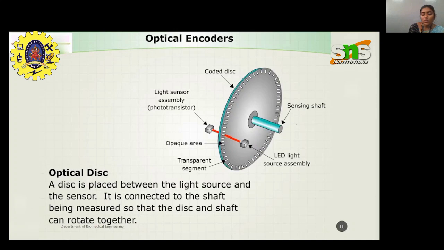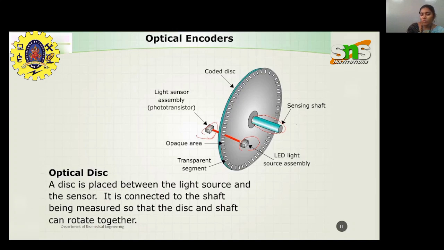Okay, next is the optical disc. This is the optical disc. It is located between the light source and the light detector, that is, the light sensor. Mainly, this optical disc is connected to the shaft, which is the sensing element being measured. Here, we are going to measure the shaft rotation, the direction of the shaft, the velocity of the shaft, and the position of the shaft.